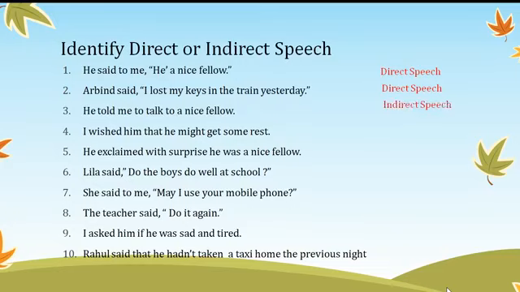Number 3, indirect speech. Okay, see over that about a reporting clause. He told me to talk to a nice fellow. The reporting clause and reported speech are joined with a conjunction, that is "to", and there is no comma and no inverted commas. That is why it is indirect speech. The 4th one is also indirect speech. I hope that the conjunction is "that". No comma, no inverted commas.